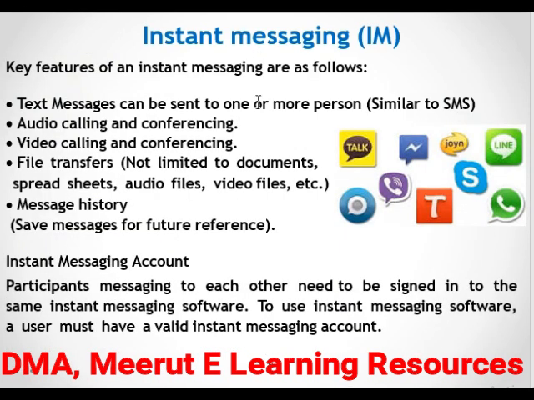Next, key features of instant messaging. Now what does it mean? Key features means the properties and characteristics of instant messaging. Now the first point: text messages can be sent to one or more persons at the same time. Like in WhatsApp and Snapchat, we can communicate with more than one person at the same time.